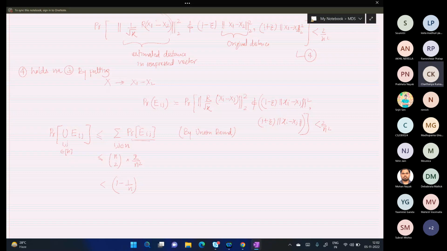So that n by 2 is because you are taking pairs of points, is it? No, n choose 2, pairs. Oh, sorry. Okay, yeah, n choose 2. So for one pair, you can think of this as a bad event: the estimated pairwise distance is out of the range we want. It happens with probability 2 upon n square. So the last one will be less than or equal to, right? Yes, a typo.